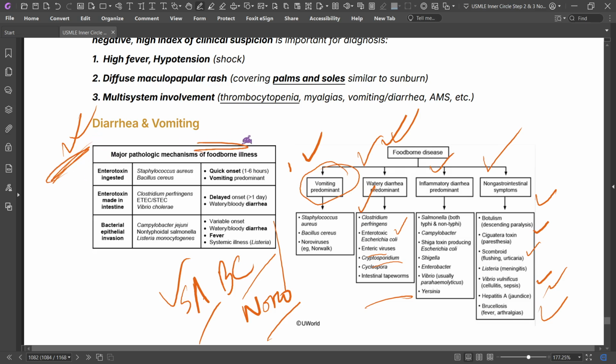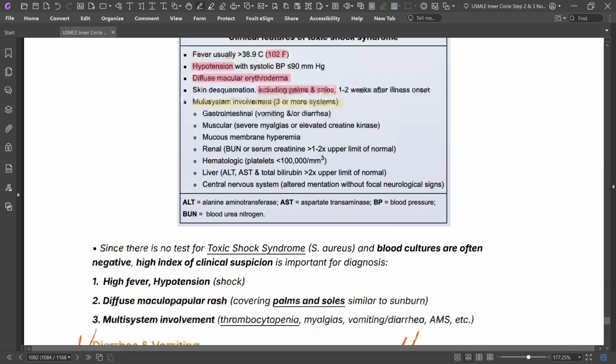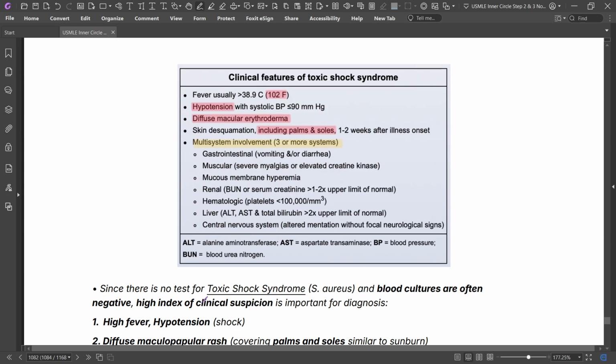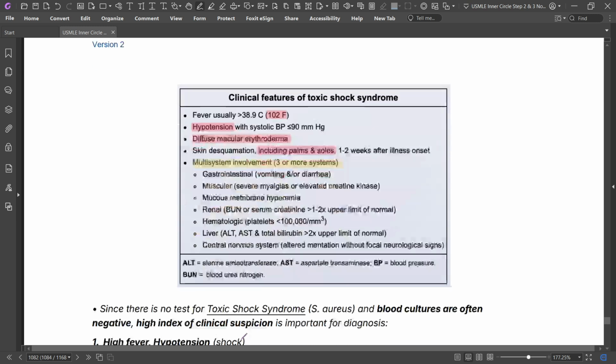Okay, major pathogenic mechanisms of foodborne illness. Enterotoxin ingestion: Staph aureus and Bacillus, quick onset, 1 to 6 hours, vomiting predominant. Enterotoxin made in the intestine: Shiga toxin producing E. coli, Clostridium perfringens, Vibrio, delayed onset, more than 1 day, watery or bloody diarrhea. And bacterial epithelial invasion, which also causes watery diarrhea and fever: Campylobacter jejuni, non-typhoidal Salmonella, and Listeria monocytogenes.